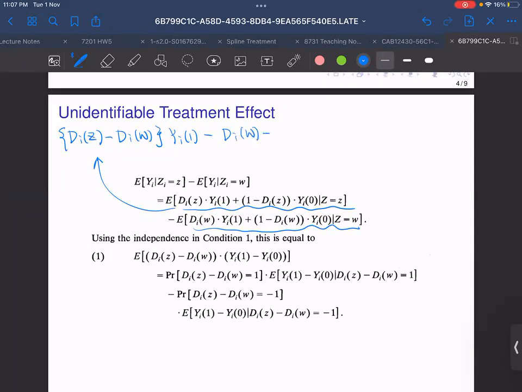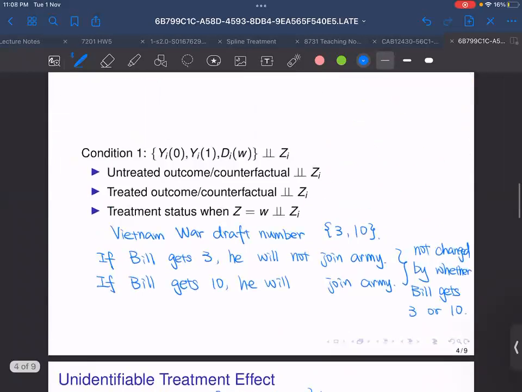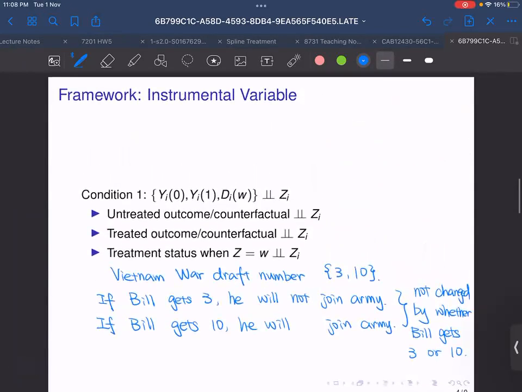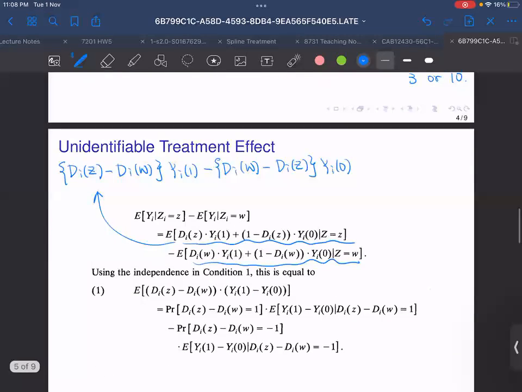Okay, multiply yi1, minus DIW minus DIZ, multiply yi0. And why can I write that? It's exactly because we have assumed Zi, which instrumental variable value you actually get, is independent from all these yi0, yi1, and DIW. So we can write this. We can just ignore the conditional term, because the conditional term is exactly the information of which IV value that you get.